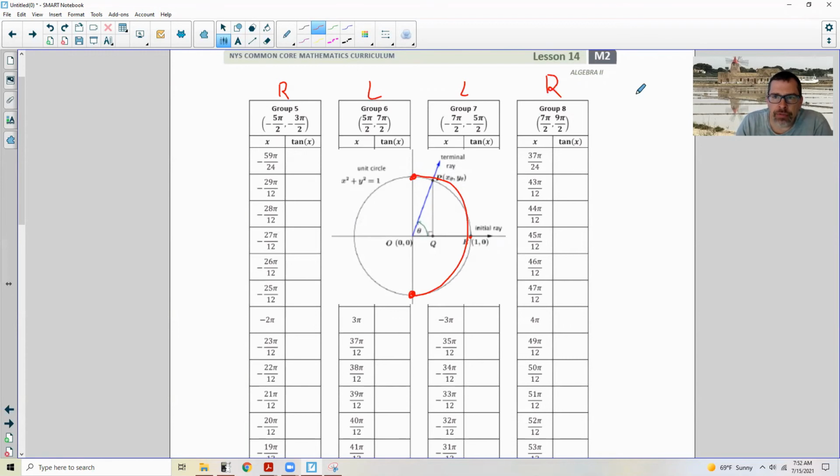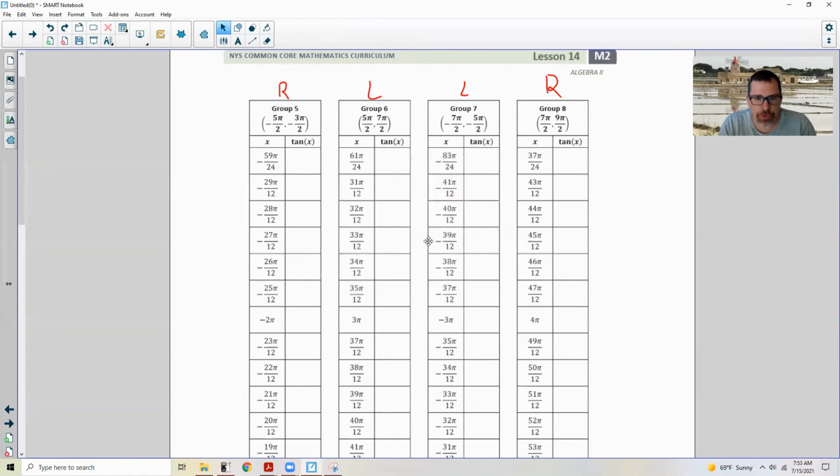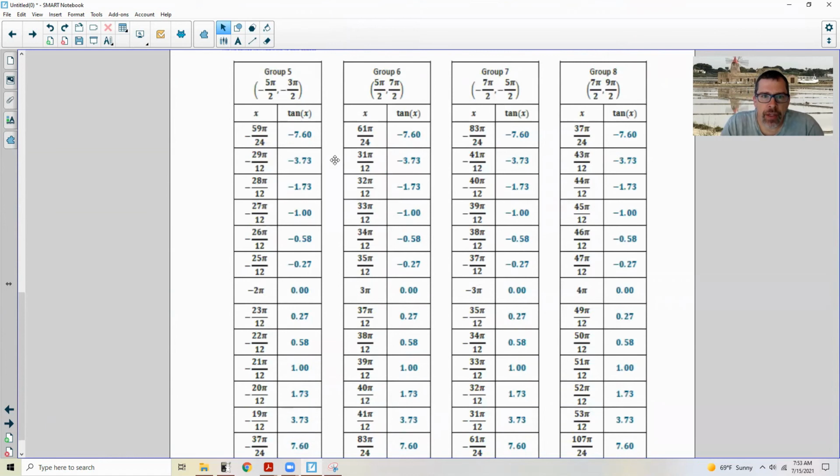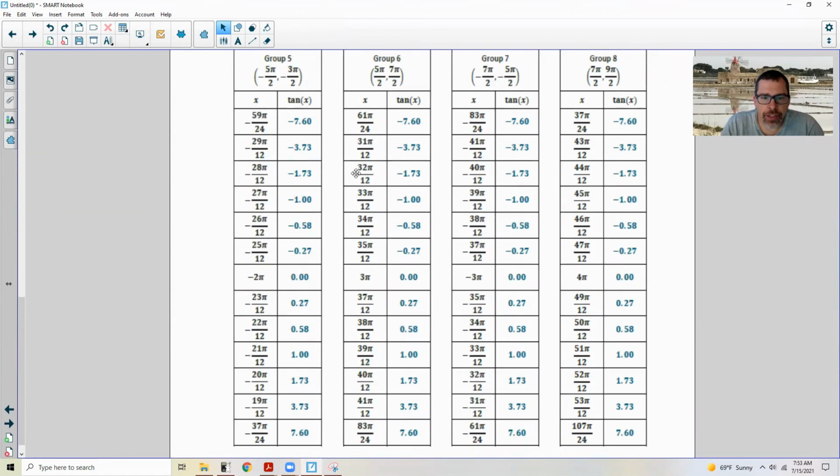That is the right side of the circle again. So our tangent values, since the domains are the same in all of these, groups 1, 4, 5, and 8 were all the right side, and groups 2, 3, 6, and 7 were all the left side. What we're going to do is get the same values for our x's and y's, our tan x. So here is the table for groups 5, 6, 7, and 8. Everybody should have gotten the same values for their tables, regardless of what group they were in.